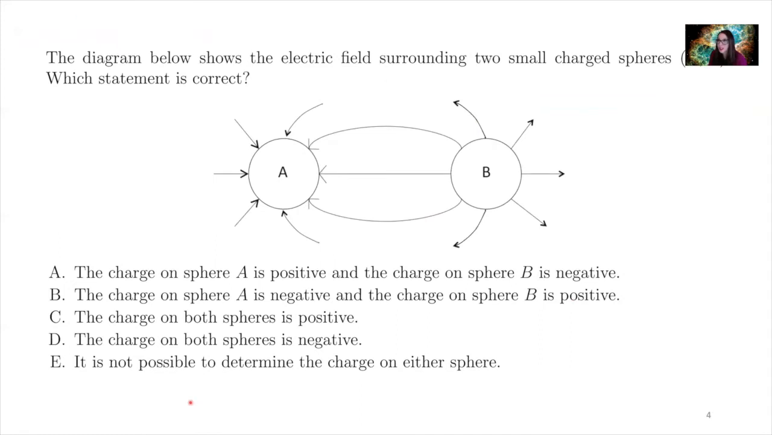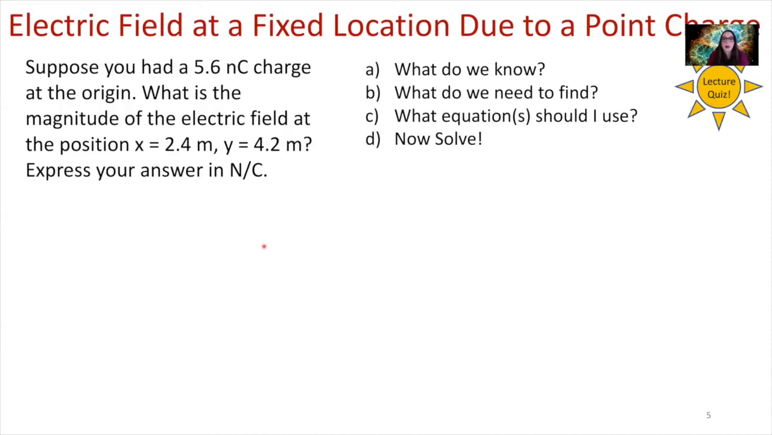You're going to answer this question in your concept engagement for this mini lecture. We have a diagram here that shows the electric field surrounding two small charged spheres. Which statement is correct? So the electric field is given by the direction of these arrows here. These are the electric field vectors between our two charged spheres. So based on what we just learned, that the electric field vector points away from positive charges and toward negative charges, which of these possible choices explain what is happening here in the image that you see in front of you? Which of these charges is positive and which of these charges is negative based on the direction of our electric field vectors?